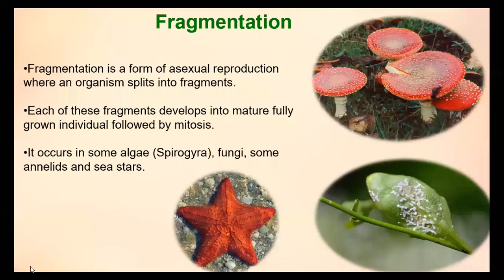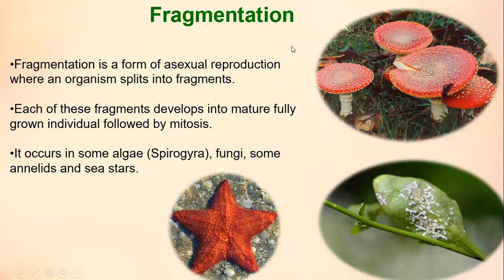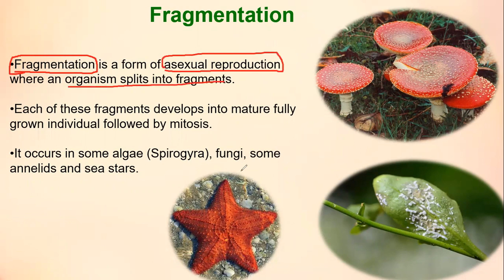Next one, that is another important one, fragmentation. Clear, everybody? Fragmentation is another form of asexual reproduction where an organism splits up into fragments. Actually, fragmentation is most common in algae, that is Spirogyra. But when you look around the slide, except the image of Spirogyra, all other features are over here, right? So mostly it is shown by fungi. Some fungi show fragmentation. So two fungi have been mentioned.